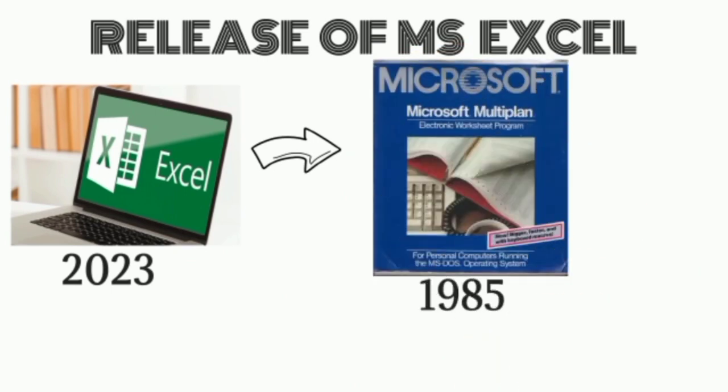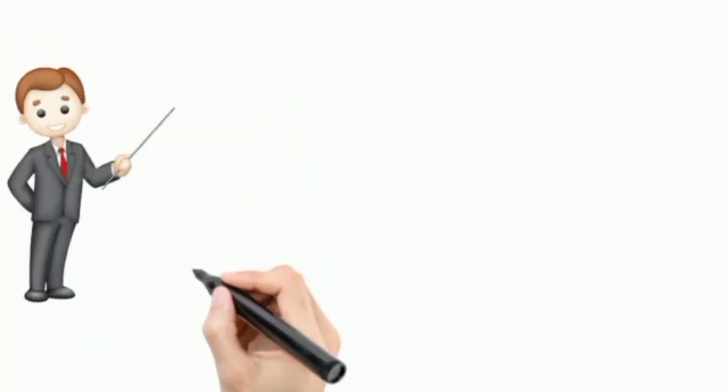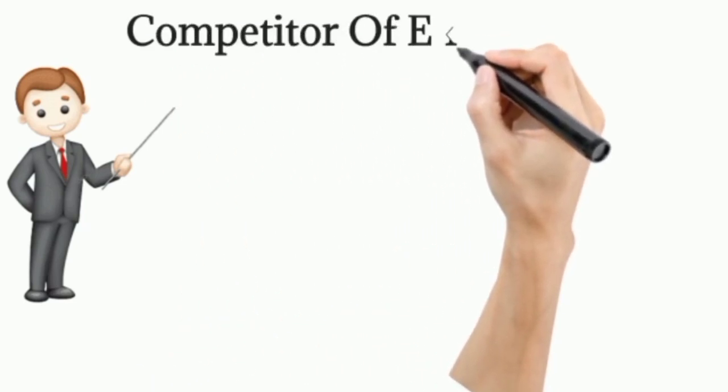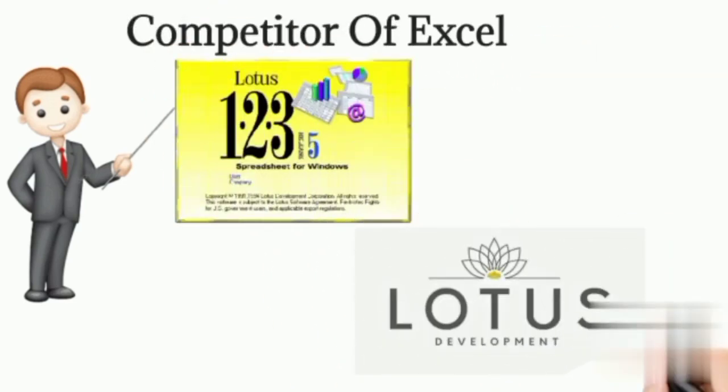Microsoft released Excel in 1985 under the name Microsoft Multiplan. Microsoft's spreadsheet program competed with similar products at that time, including Lotus 123 from the Lotus Development Corp.